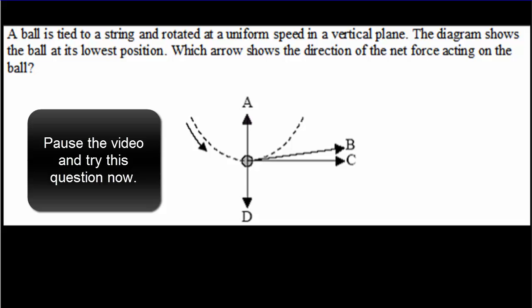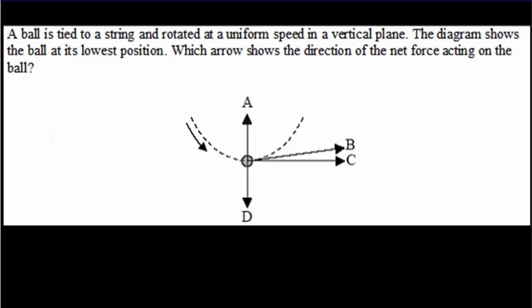Okay, a couple of IB questions. Pause the video, try the question, come back for the answer. First question, the direction of the net force is going to be A. The net force is the centripetal force, and that's always towards the center of the circle.